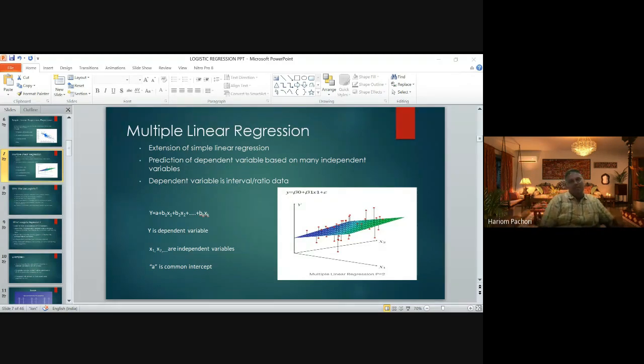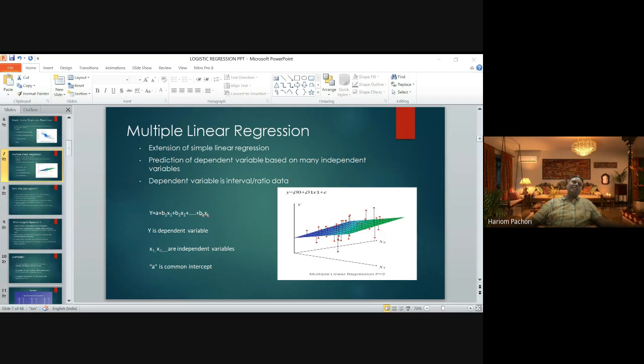So here the equation will be y equals a plus b1 x1 plus b2 x2 up to bk xk. Y is the dependent variable, x1, x2 and so on are the independent variables, and a is the common intercept. So actually up to now we were talking about simple linear regression and multiple linear regression, but this lecture is all about logistic regression. Why do we use logistic regression?